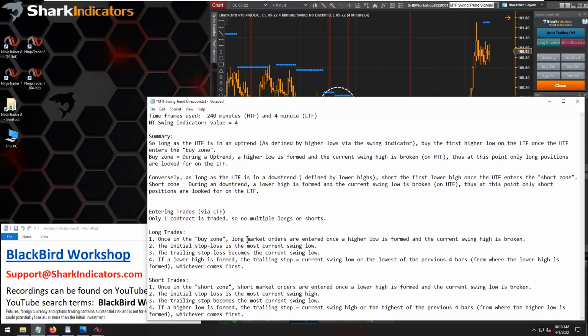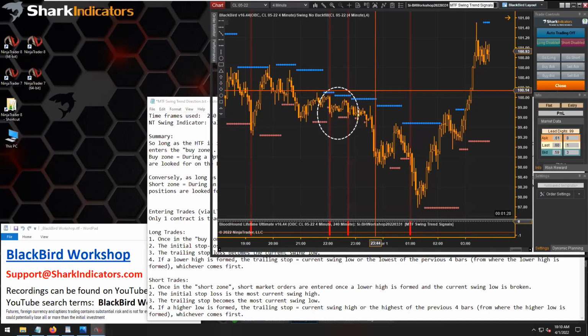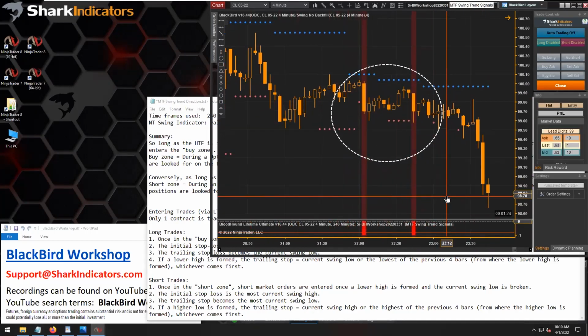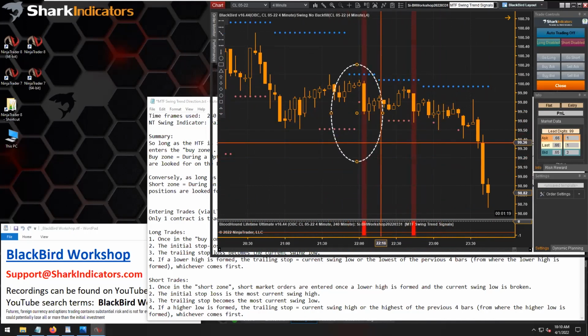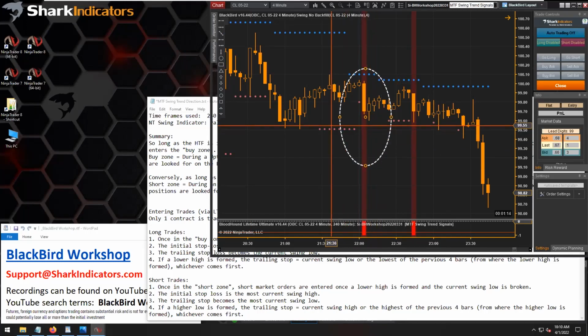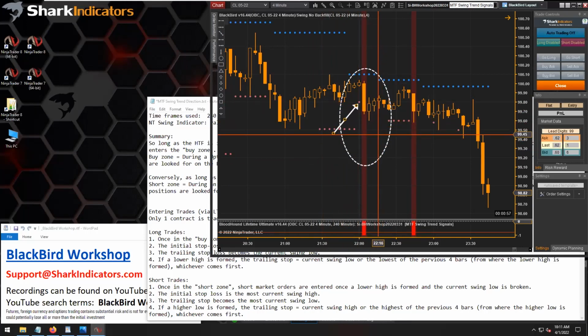The part we need to know for BlackBird is that we're going to use a market entry order. And then the stop loss is going to be whatever the current swing low is. Let's take a look right here. If we were focusing on this short signal here, that swing low, actually no, look at that. That is the swing low right there. That presents a bit of a problem.